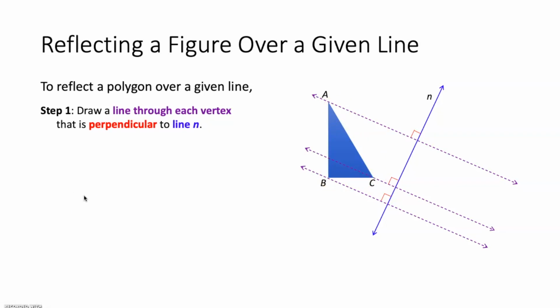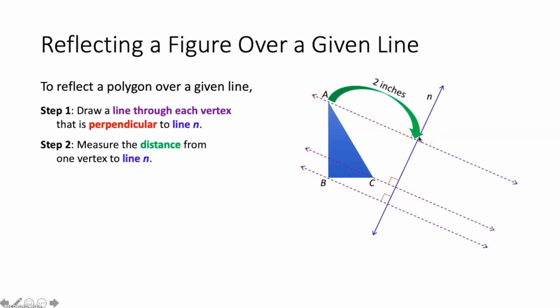Now all that's left, the easy stuff. So step 2, we're going to measure the distance from one vertex to line N. So let's take the distance from point A to line N. We need to find that distance. So let's say it's 2 inches when we measure that distance.